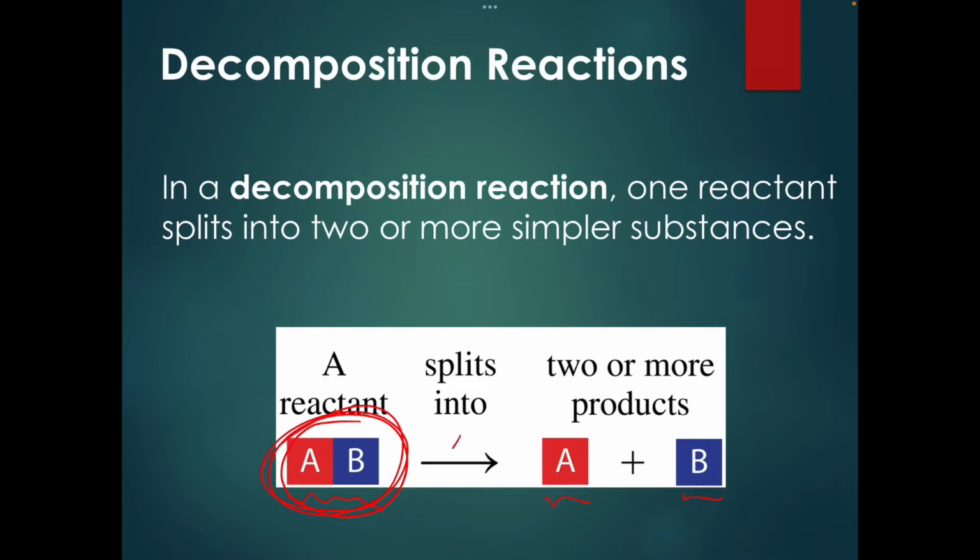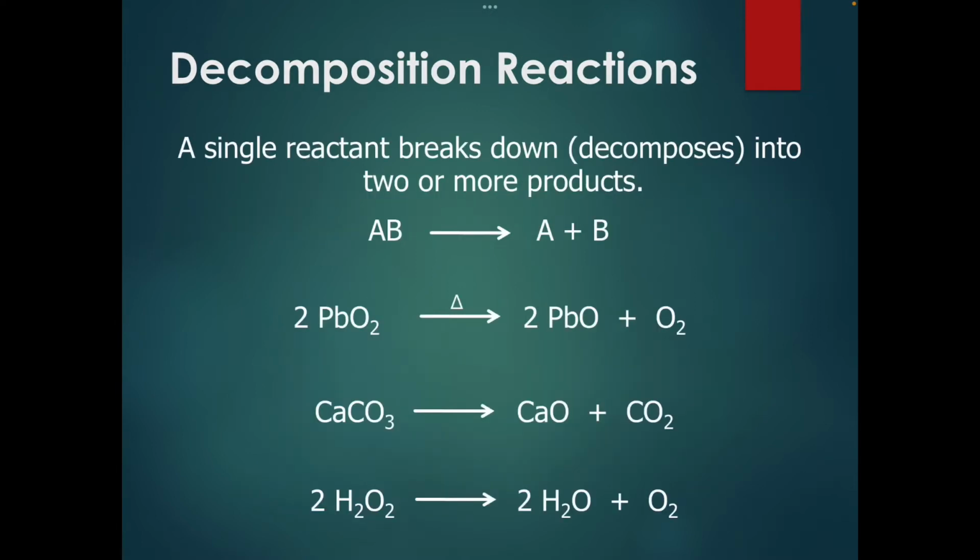And usually what happens is we heat this one reactant and it decomposes. It falls apart along the way. But again, the key here is you're just going to start with a 1 at the beginning. So here's some examples. So this one, we are heating lead-4 oxide and we're making lead-2 oxide and oxygen gas. Or if we heat calcium carbonate, we can get calcium oxide and carbon dioxide. Or if we decompose hydrogen peroxide, we can get water and oxygen gas. So all of these are decomposition reactions because we're just starting with one reactant and we're making multiple products.